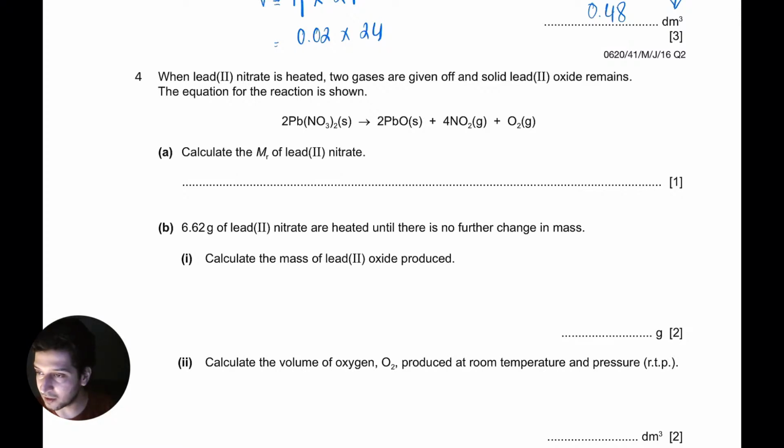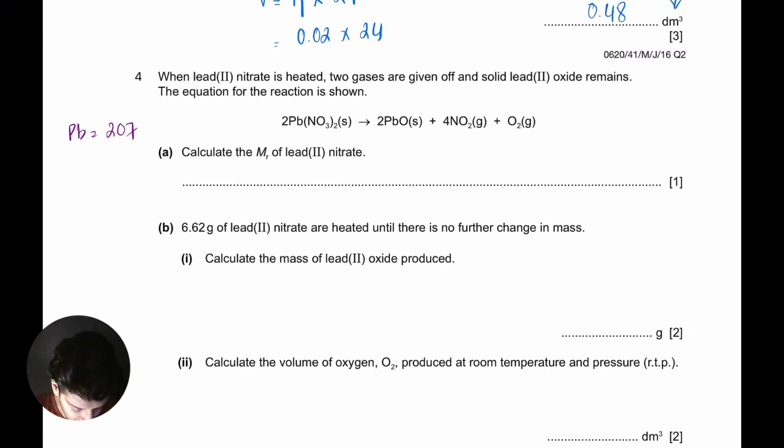What is lead on the periodic table? It's Pb. Where can I find Pb? I can never find Pb. It's 207. Lead is 207. What else is there?